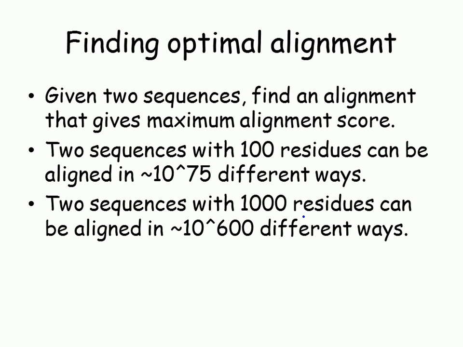If you have two sequences with only 100 residues, there are around 10 to the 75 different ways to align the two sequences. And we don't really want to enumerate all of those, find a score to them, and report the best one. Okay, so looking at that many different alignments is not feasible. If you had 1,000 residues, then you need to look at 10 to the 600 different ways, and that's more than you can do in your lifetime. Okay.